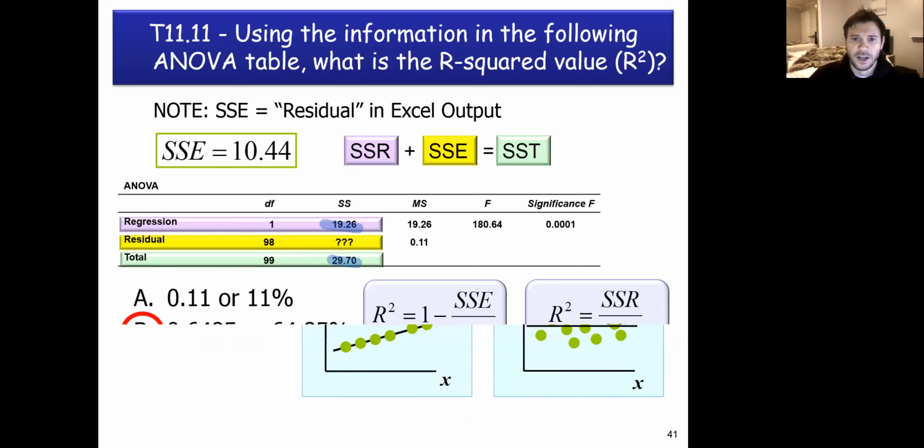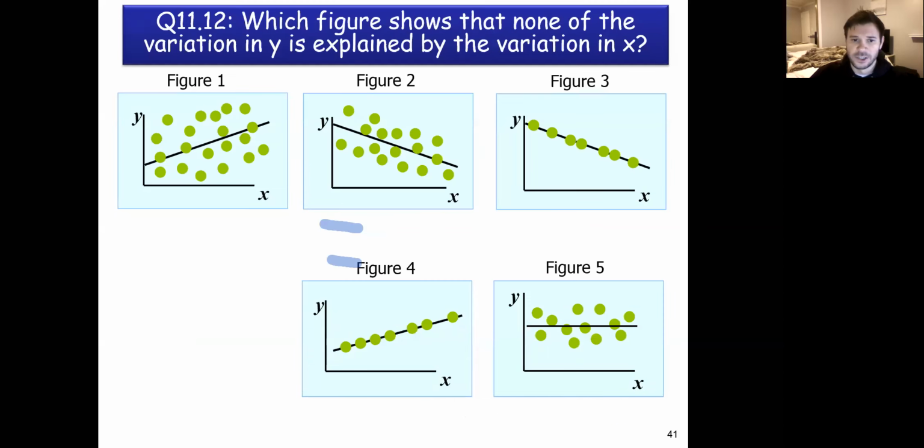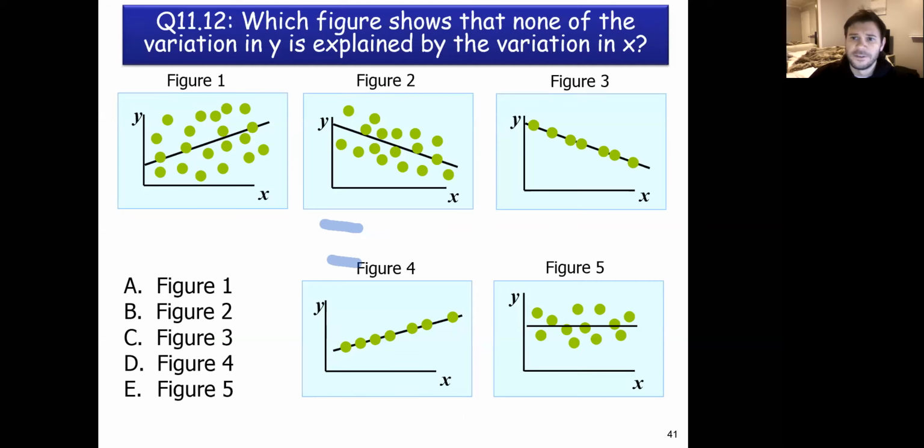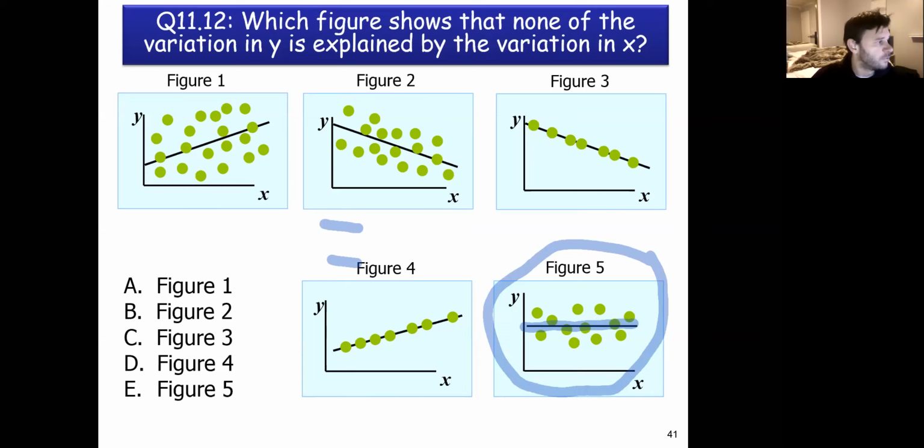So in terms of some cosmetics here with our regression diagram, which of the figures show that none of the variation in Y is explained by the variation in X? Well, you'll note in figure 5 here, the X variable can change, but the regression line predicts Y is going to remain the same, meaning X can change, but it does not cause Y to fluctuate. So figure 5 is the culprit here.